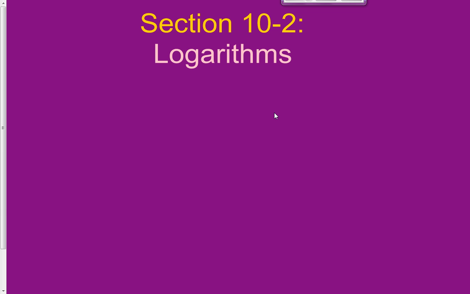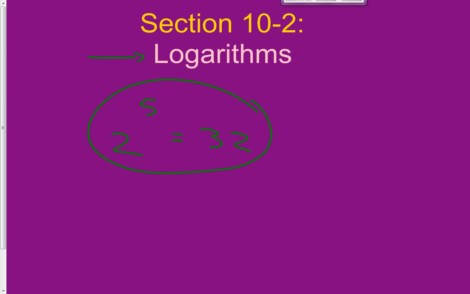This is section 10.2. So far in your math lives, you've been dealing with exponentials written as an exponent. So like 2 raised to the 5th equals 32. This is an exponential form of how to write an equation. Now I'm going to teach you a logarithmic form.